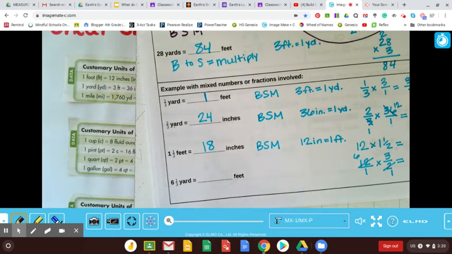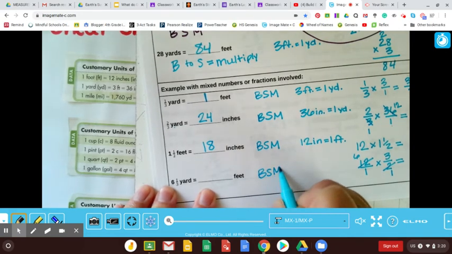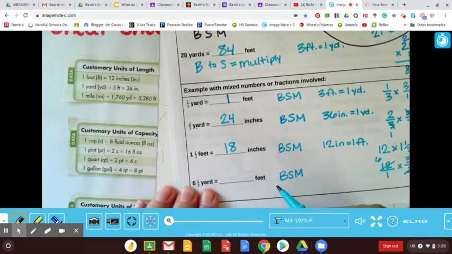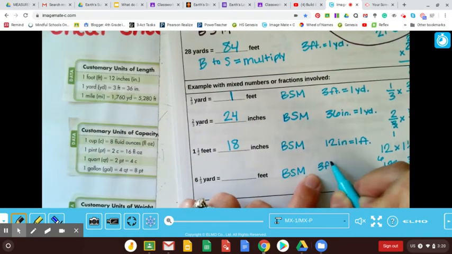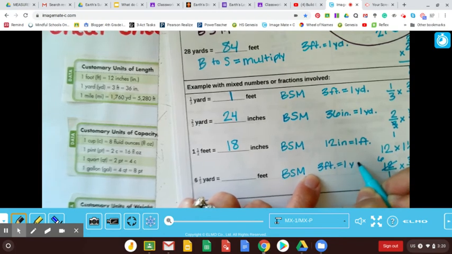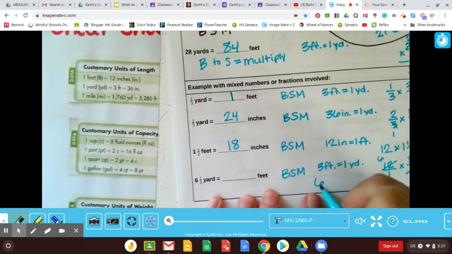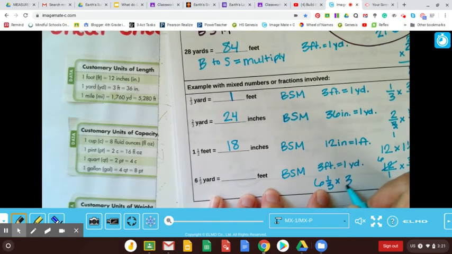All right. And our last one, yards to feet, right? So again, big to small, multiply. How many feet are in 1 yard, right? 3 feet in 1 yard. And again, I'm getting that right from my conversion. So I want to multiply 6 1/3 times 3.